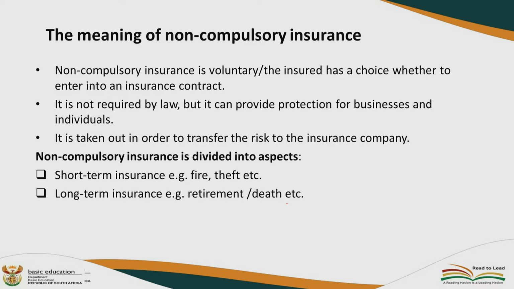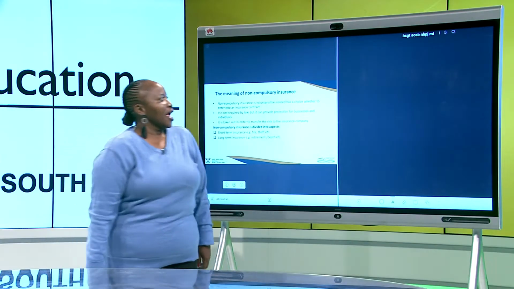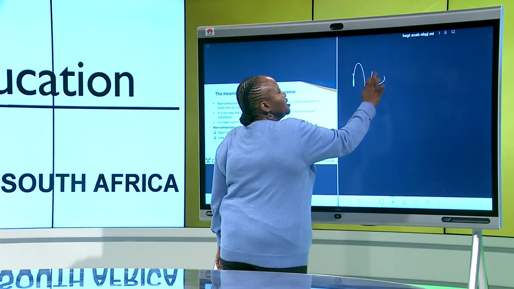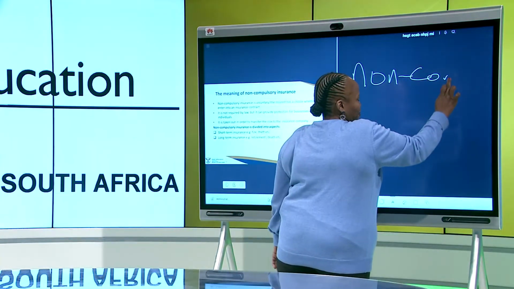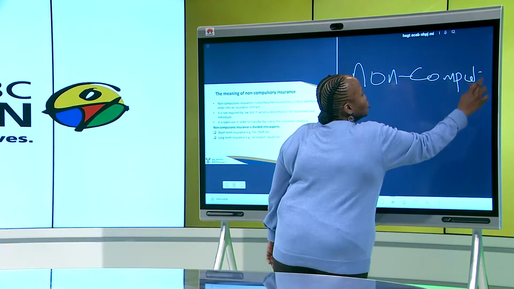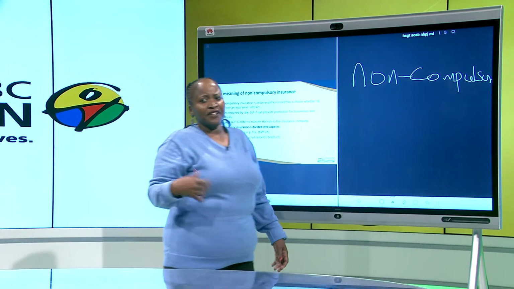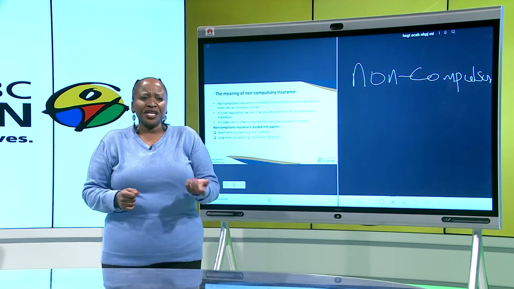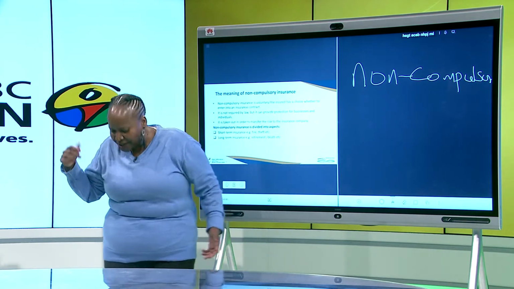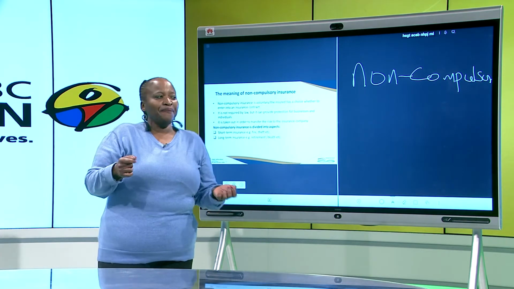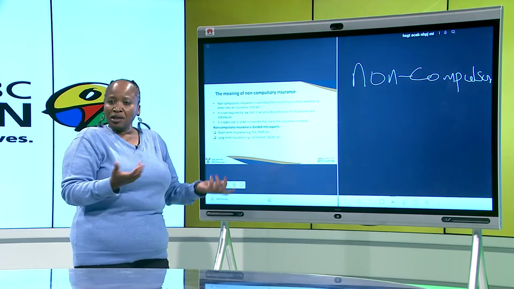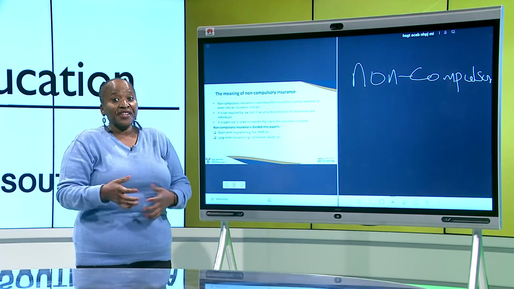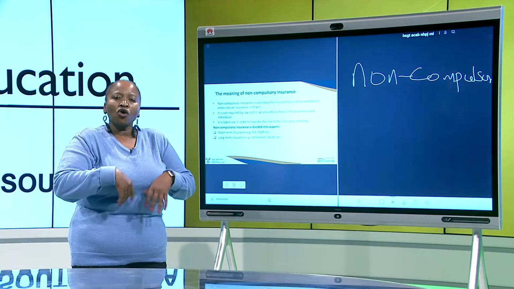Now, let us start with the meaning of non-compulsory insurance. Non-compulsory means it is not compulsory. Businesses have a choice whether they want to take out the insurance or not. For example, it could be car insurance, it could be business insurance. Businesses have a choice whether they insure their assets or business cars.